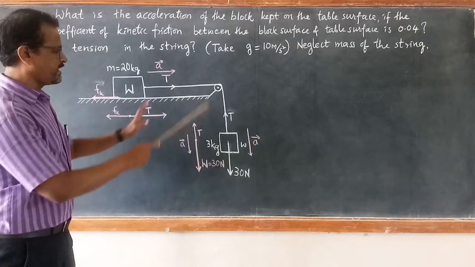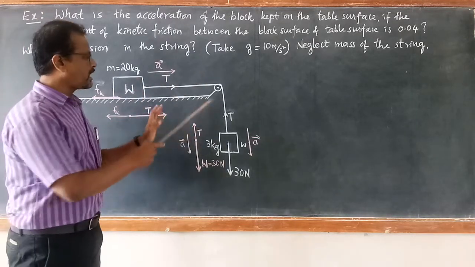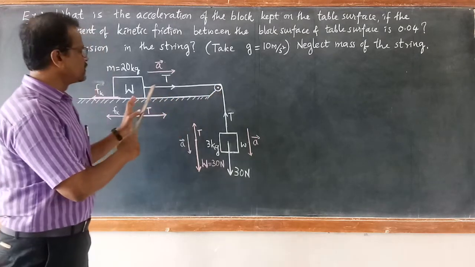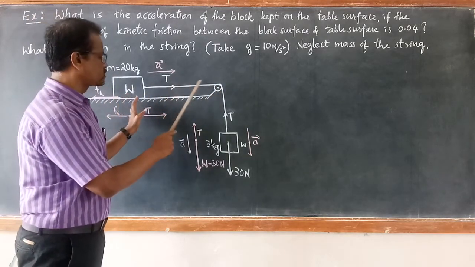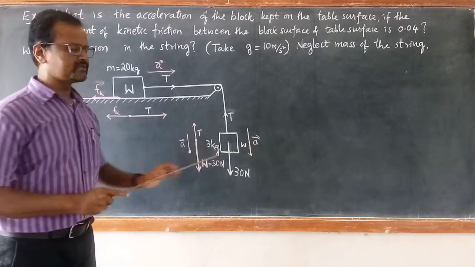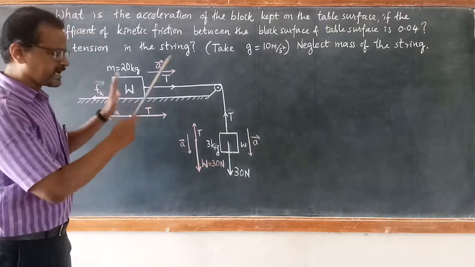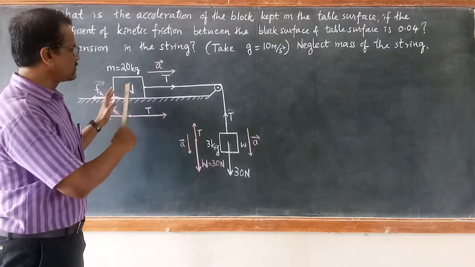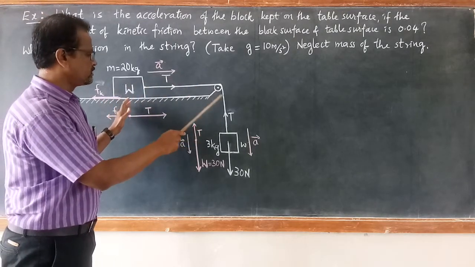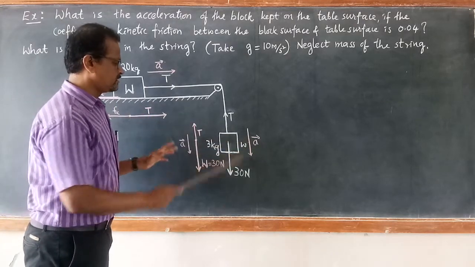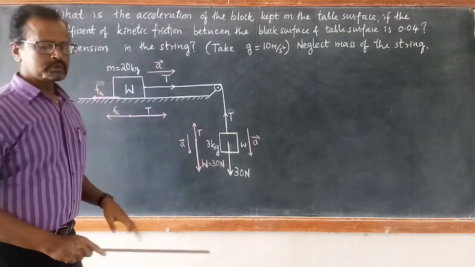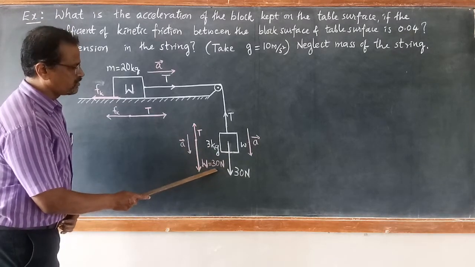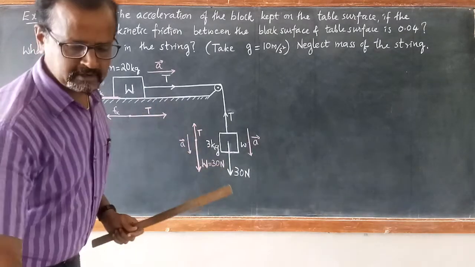Since it is connected by an inextensible string, a massless string and a very smooth pulley, whatever the acceleration of the block, the same will be the acceleration of this load. So it is a connected mass problem. In such a connected mass problem, the acceleration of this block is the same as the acceleration of the suspended load. So now we can apply Newton's second law. First we will apply Newton's second law to this suspended block.